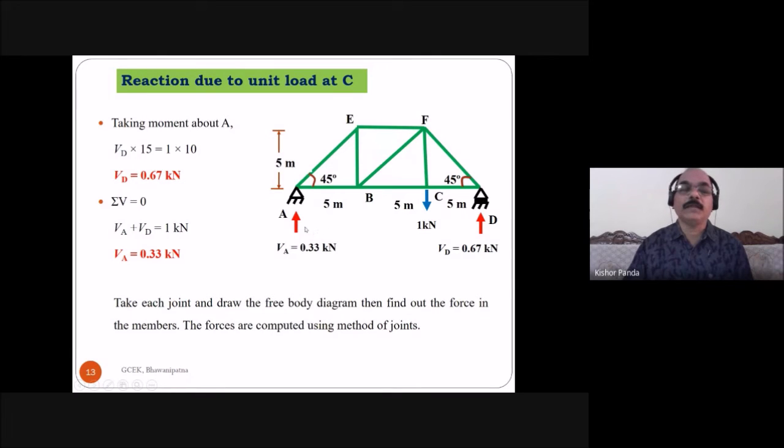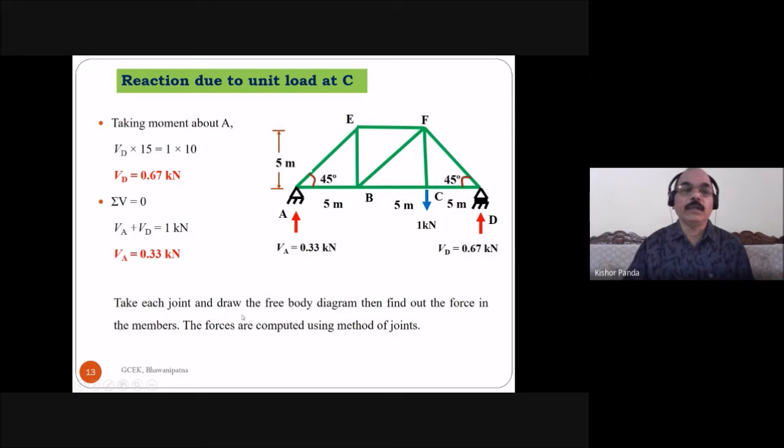Then you know the another equilibrium equation, the summation of vertical force is equal to 0. This is the reaction at A, VA, and the reaction at D, VD. You know this VD, and this is the vertical downward load, 1 kilonewton. So VA plus VD is equal to 1 kilonewton. Then you can find out the reaction at A. VA is equal to 1 minus 0.67, so this is equal to 0.33 kilonewton. So here you got, by considering the unit load at the point C, the reaction at A and the reaction at D.